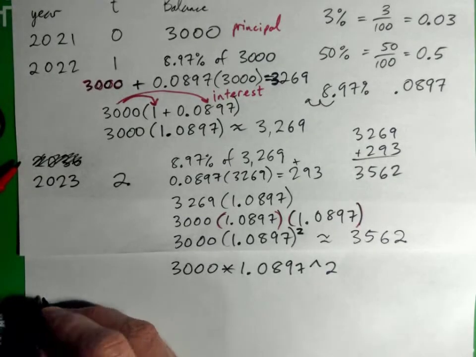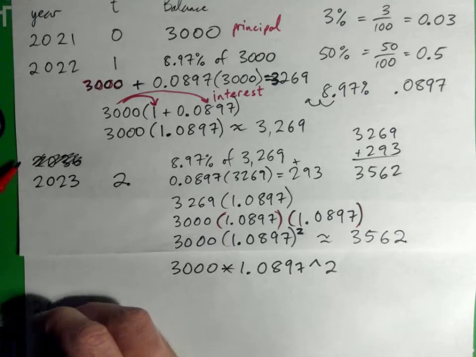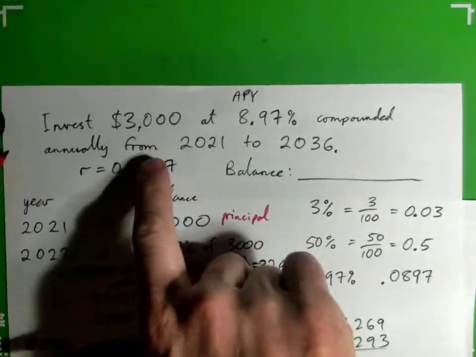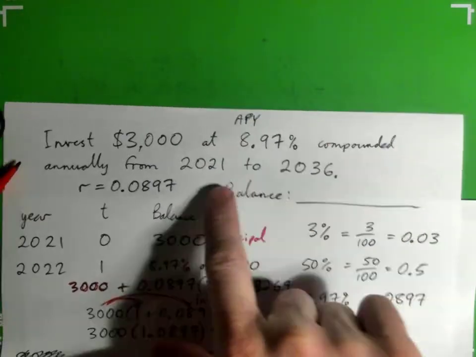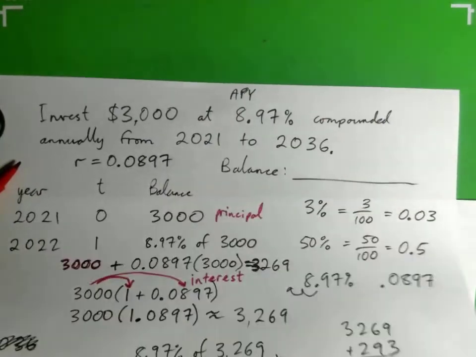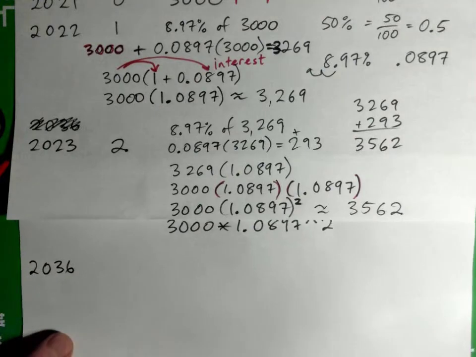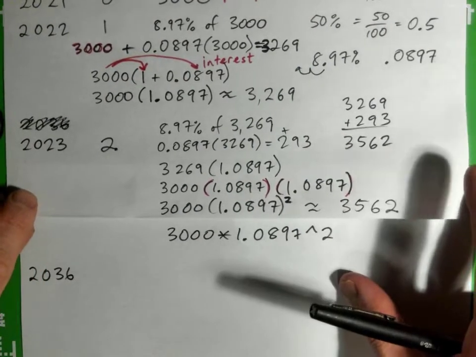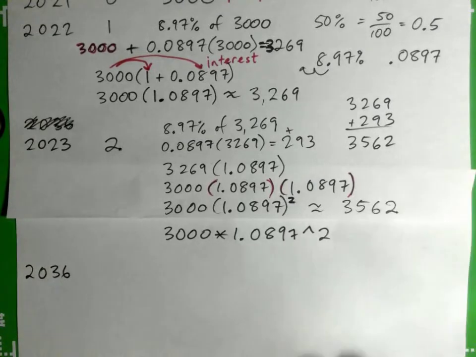So the question is 2036, what's in there, right? So we're investing 3,000 at this amount of interest from 2021 to 2036. So at the end of 2036, what's in there? So everybody just press pause on the video and just take your time. Just take your time and see what you get.